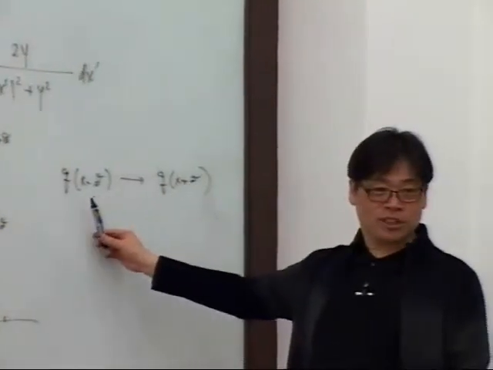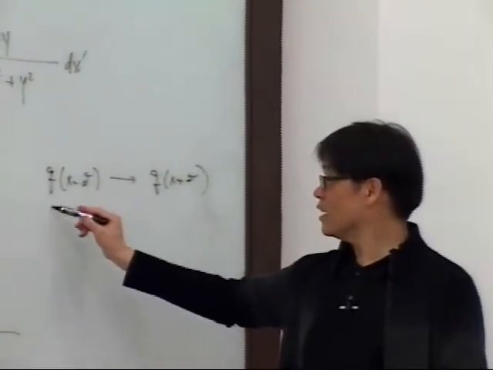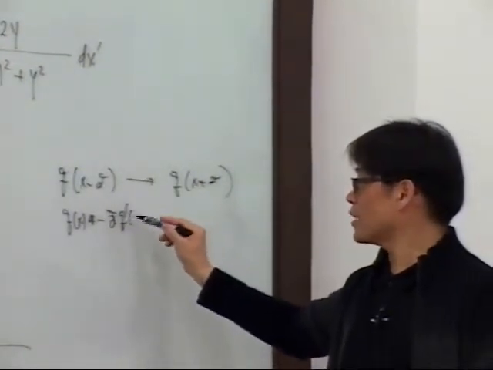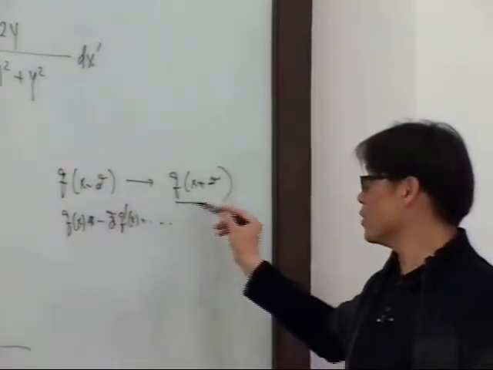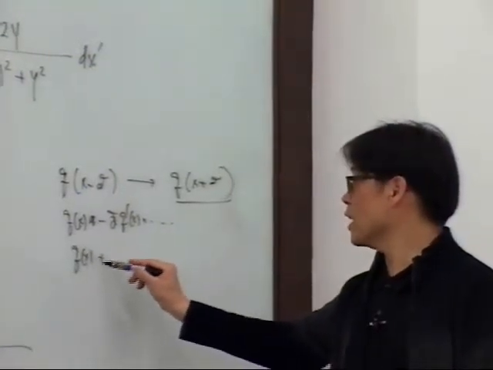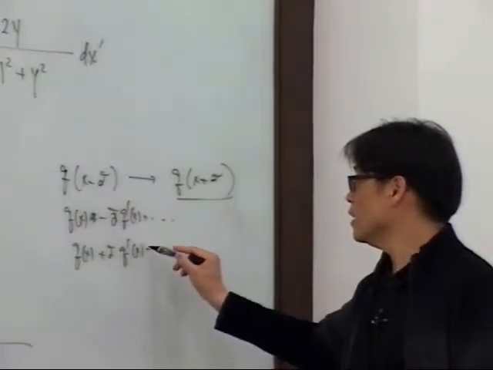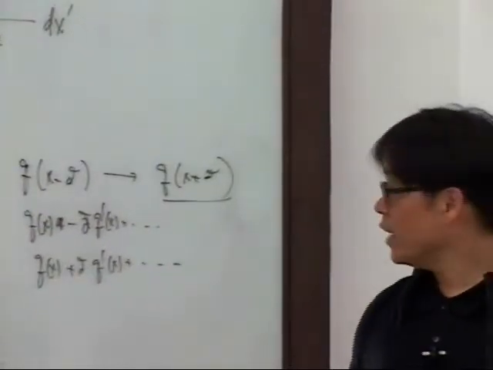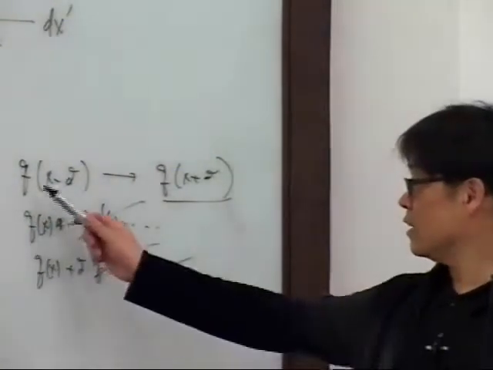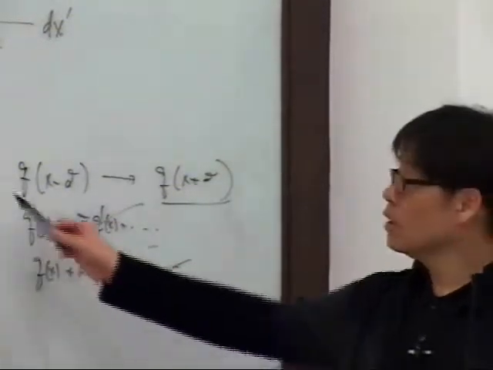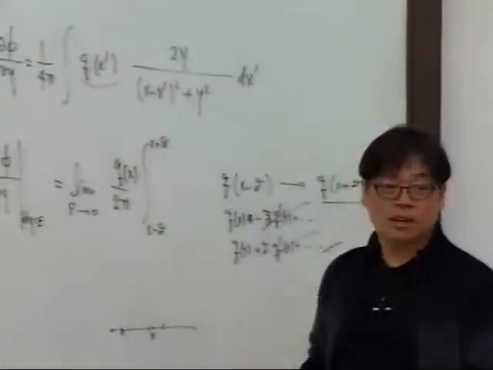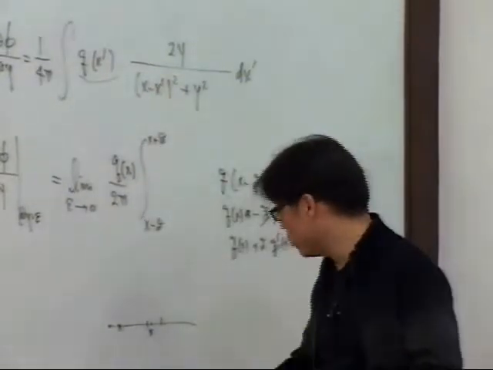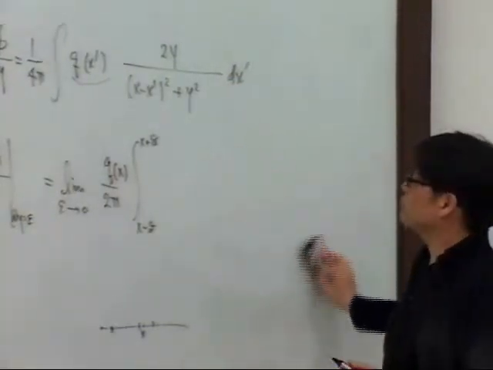So if you do the Taylor expansion, this is q of x minus delta q prime x and so on, right? Likewise, this guy gives q of x plus delta q prime x. I can make delta as small as I wish, and then this guy will go away, and all this function would be q of x. So that's why I can pull it out, because it no longer depends on x prime.